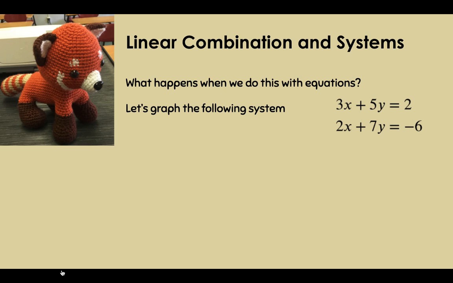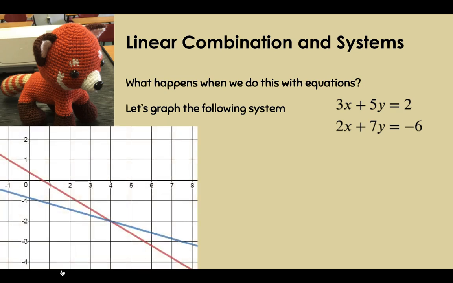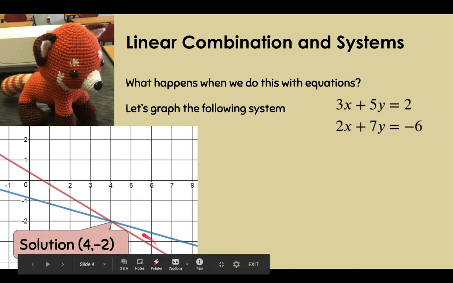So when we're looking at these equations, what happens if we have a system of equations that are in this form? Something times x, something times y equals a number. So we have this system here, and when we graph it, we can see pretty clearly that, yeah, we have our solution here at (4, -2). It's where they cross.